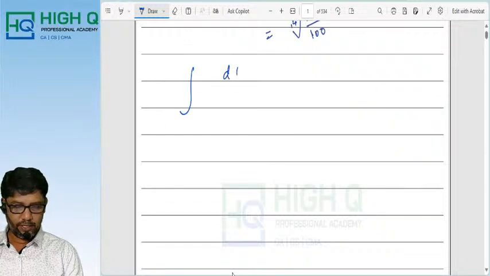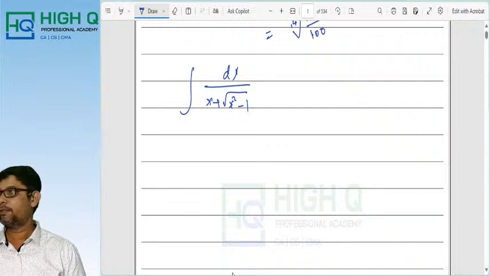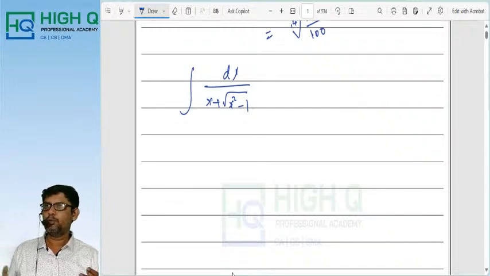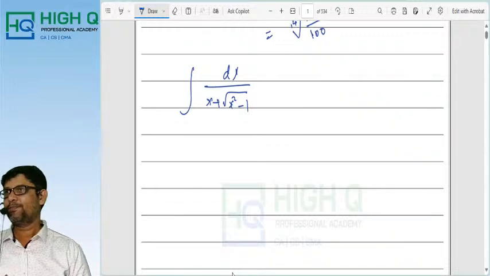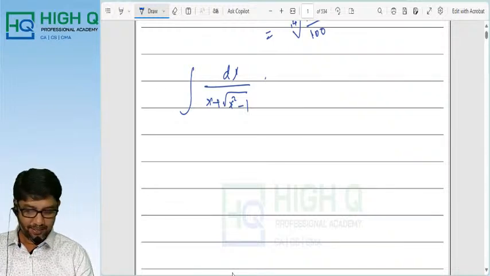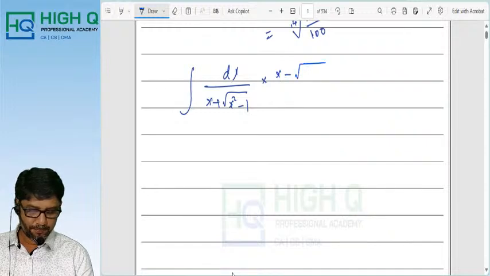Integral of dx by x plus root of x square minus 1. I will do it in two methods. One method is conjugate. The other method is putting x is equal to sec theta. But of course, I don't want to bring trigonometry here, so let me multiply and divide by the conjugate.